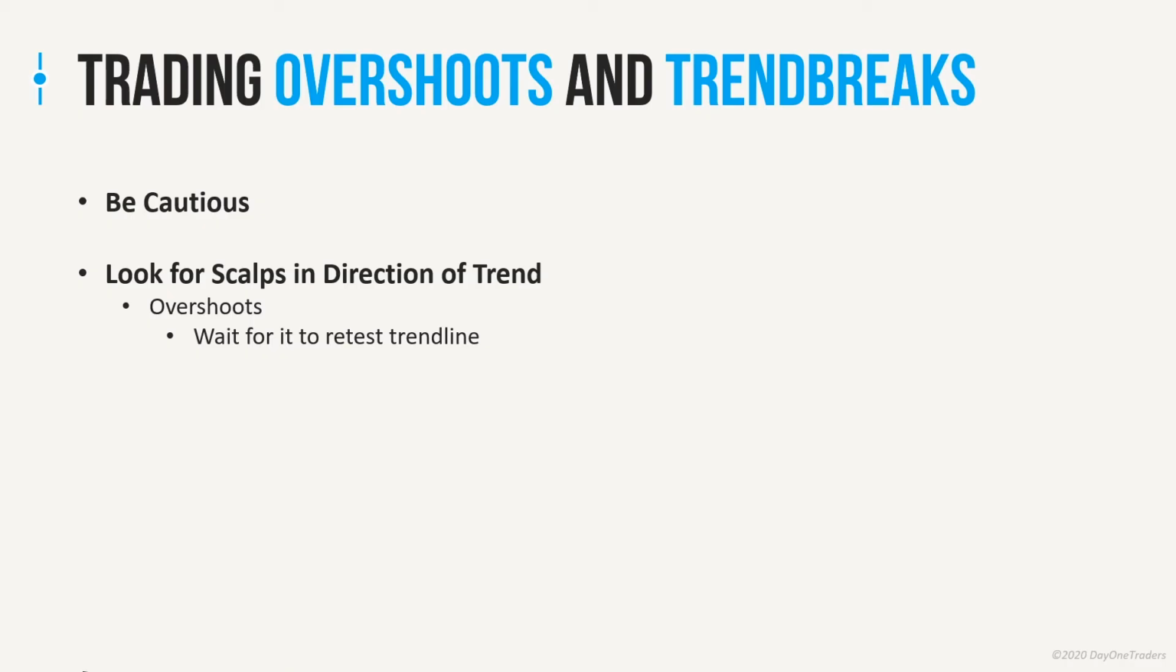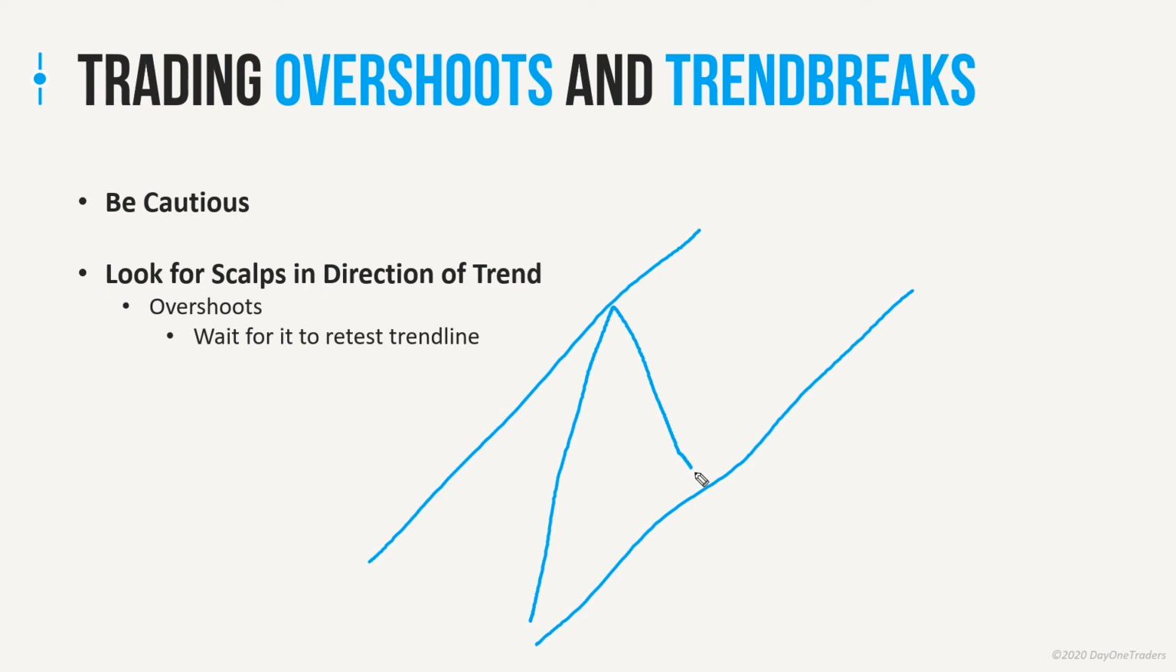How do we trade these overshoots and trend breaks? Now, again, number one, be cautious. They're definitely a little bit more of an advanced technique. The easier trades are just when you have an upwards channel, buying off the bottom of the channel. This is always a higher probability trade. And so you don't have to be taking these more advanced trend strategies right away. Just be aware of them and start to understand them.